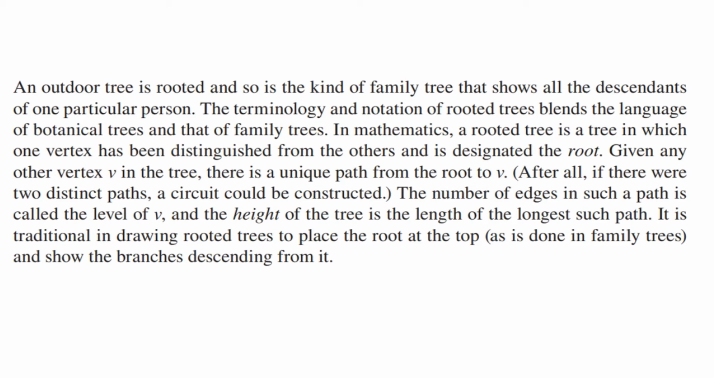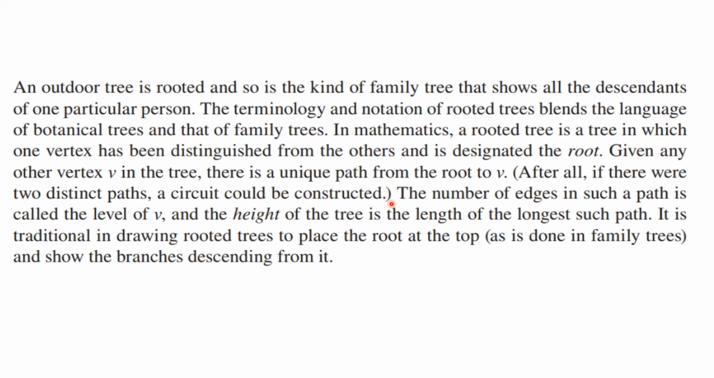An outdoor tree is rooted, and so is the kind of family tree that shows all the descendants of one particular person. The terminology and notation of rooted trees blends the language of trees in nature and those of family trees. In mathematics, a rooted tree is a tree in which one vertex has been distinguished from the others, and it's called the root. Given any other vertex v in the tree, there's a unique path from the root to v. After all, if there were two distinct paths, a circuit would be constructed. It wouldn't be a tree.